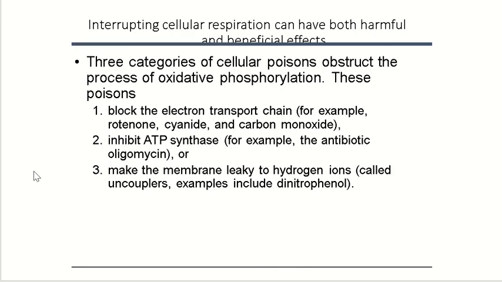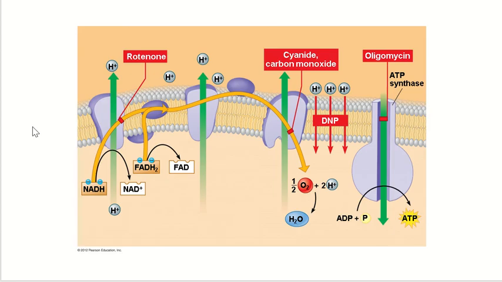Other information regarding cellular respiration is that it may be interrupted, say for instance, by 3 categories of cellular poisons that may either block the electron transport chain, inhibit ATP synthase, or even make the membrane leaky to hydrogen ions. To better understand this, you may study this particular figure illustrating how some poisons affect the electron transport chain and the process of chemiosmosis.